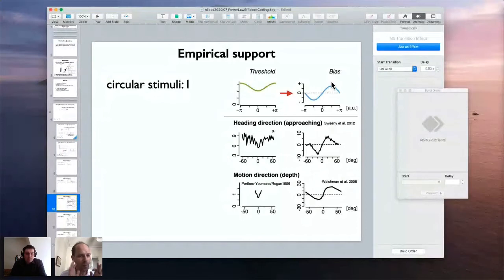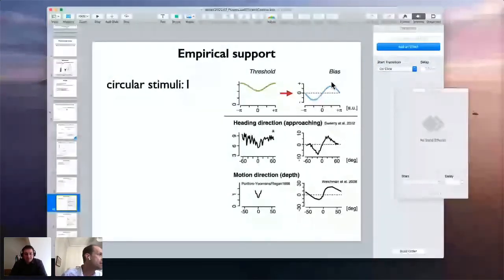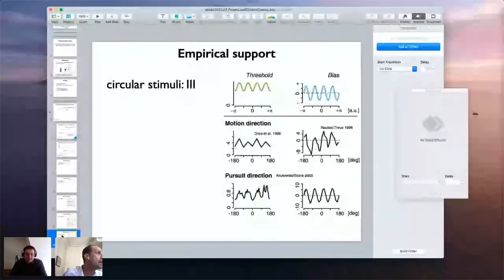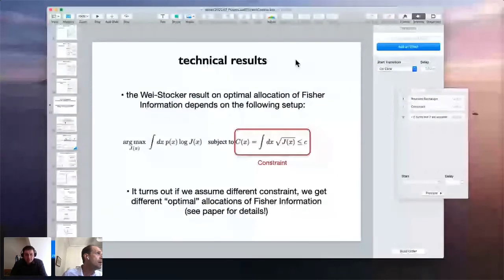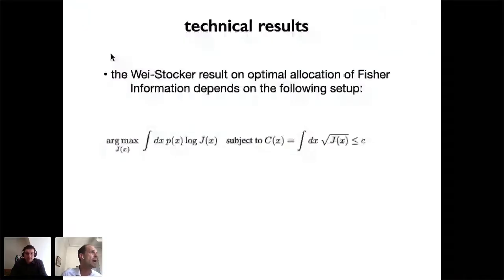Yes, in fact, there's a formula from the paper that Mike wrote that I didn't put into the slide because it was too complex for me to even try to read it. But let me see if I can just sketch the general formula that Mike derived for you. So this here is the setup used in Wei and Stocker, which is that they assume you're trying to maximize this term over here, which is the approximate mutual information, subject to this constraint.